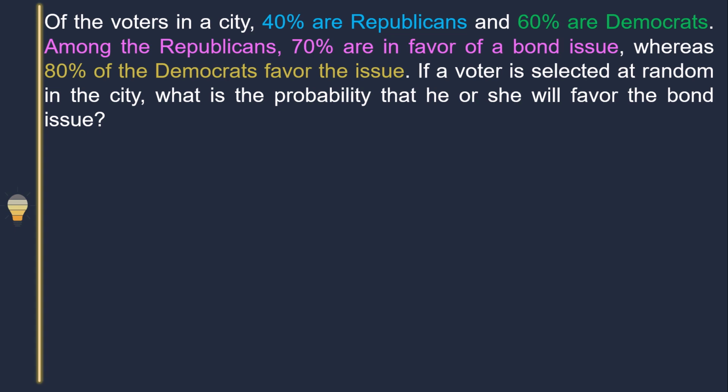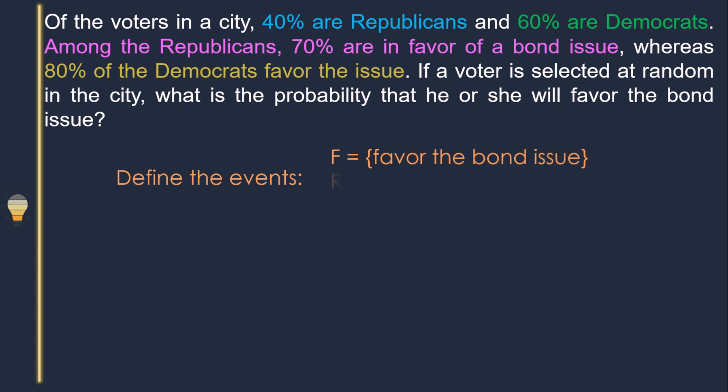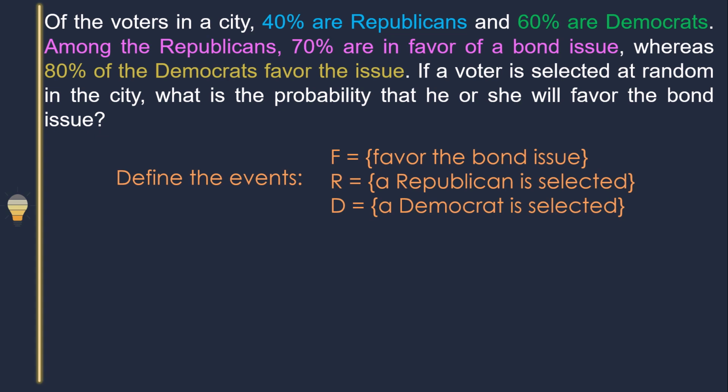First, we should understand how many events are here, then define the events. How many events are here? There are 3 events. They are F, favor the bond issue. R, a Republican is selected. D, a Democrat is selected. Now let me write down the given information.